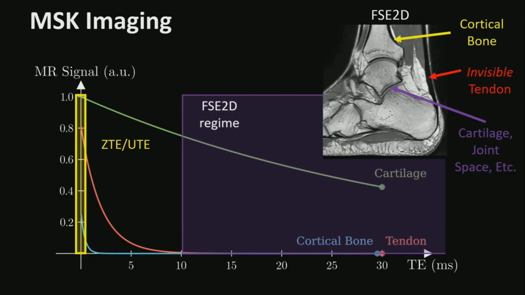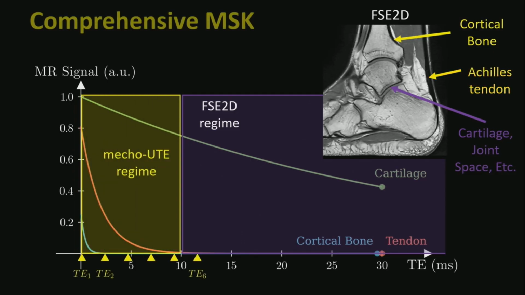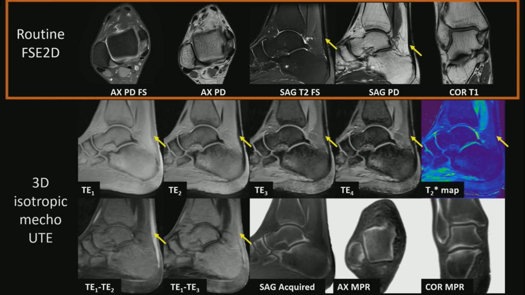ZTE can image bone, however, important MSK tissue like tendon, ligament, meniscus are still invisible, both in CT and MRI. To fill the gap, we propose to use multiple echo UTE, where in combination with FSE 2D, it can provide comprehensive MSK imaging, which means it can image all types of MSK tissue. Here is an example of an ankle protocol.